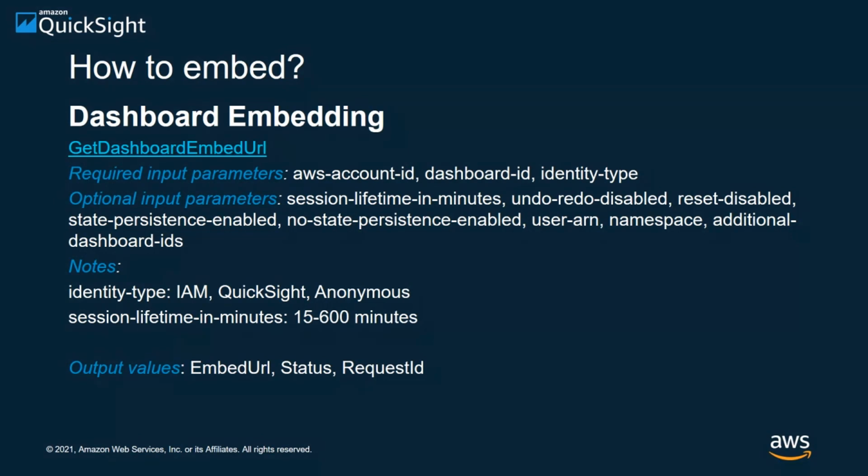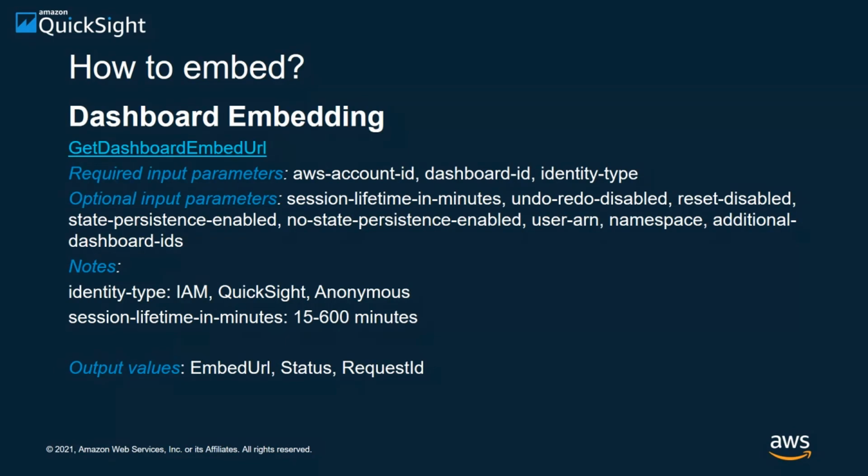And the identity type, as you can see here in the notes, there are three types of identity type: IAM, QuickSight, and anonymous. You can use IAM if you have IAM users and you want those users to access QuickSight dashboards when you have embedded it in your application. You can use QuickSight identity type if you are creating users just for accessing these dashboards. They have nothing to do with AWS or IAM.